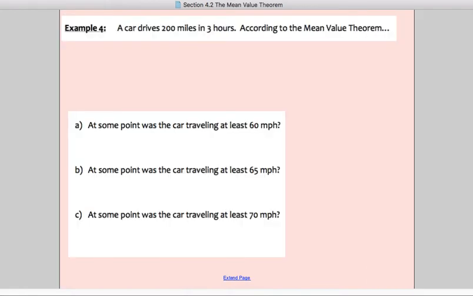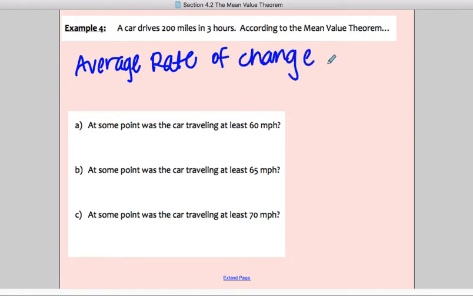Example 4. A car drives 200 miles in 3 hours. According to the mean value theorem, so we can use this idea of slope to think about it. At some point was a car traveling at least 60 miles an hour, 65 miles per hour, and 70 miles per hour? So we have to think about this in terms of average rate of change, AKA old school slope. Slope.